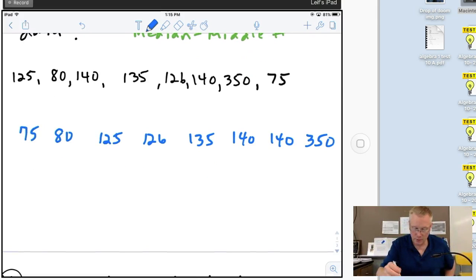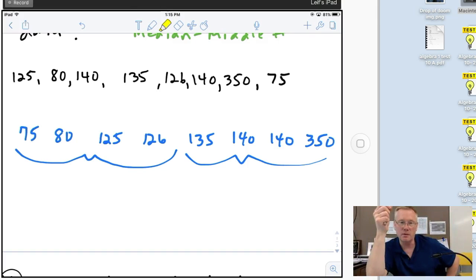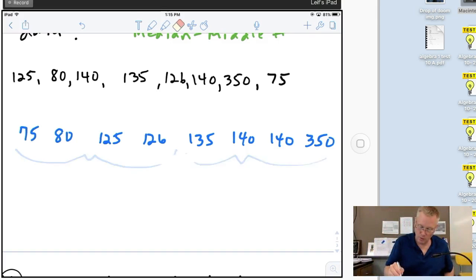The median. So I've got 4 over here, and I've got 4 over here, which means there's no middle one. If this was an odd number of pieces of data, there would be one in the middle. In this case, I've got 4 on each side. So my median is going to be, actually maybe I should keep those there.